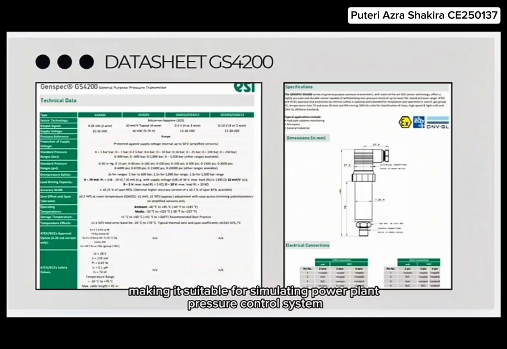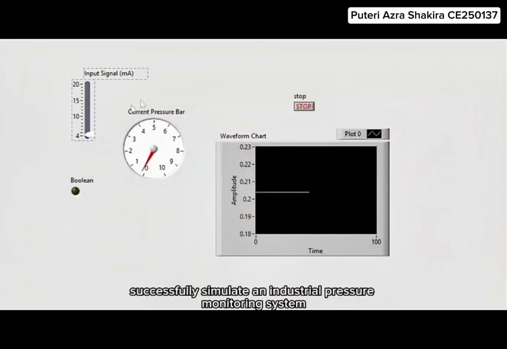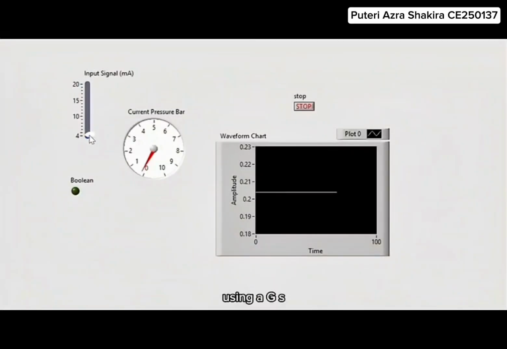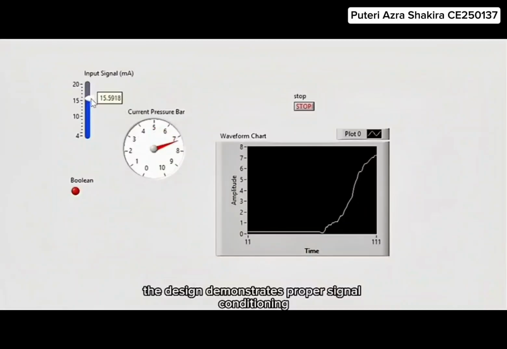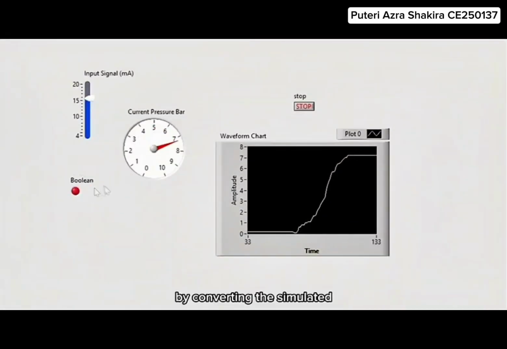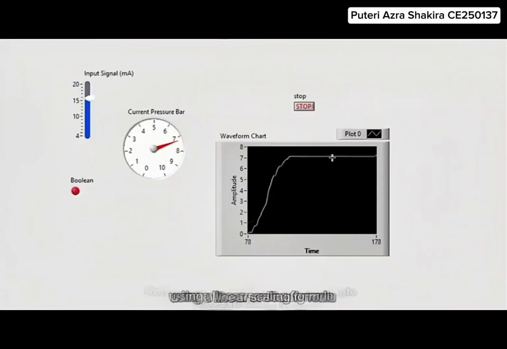Next, I will explain about the datasheet. Based on the operating range and accuracy specified in the datasheet, the GS4200 is appropriate for steam pressure monitoring application. It supports a low to mid pressure range of 0 to 10 bar, making it suitable for simulating a power plant pressure control system. Although actual industrial boilers typically operate at a higher pressure, the GS4200 is adequate for pressure monitoring and control simulation in LabVIEW, fulfilling the objective of the project.